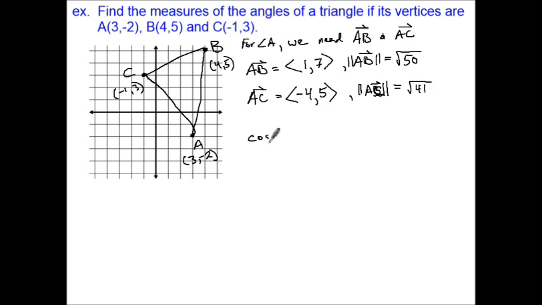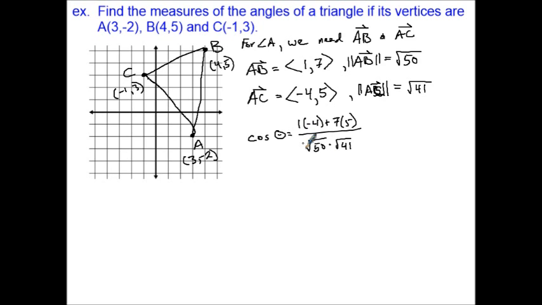So then, cosine of theta equals our dot product, so 1 times negative 4 plus 7 times 5 is our numerator, and our denominator becomes the product of the magnitudes, so root 50 times root 41. That's why I didn't worry about simplifying, because I knew I was just going to plug it in and do some other stuff with it.